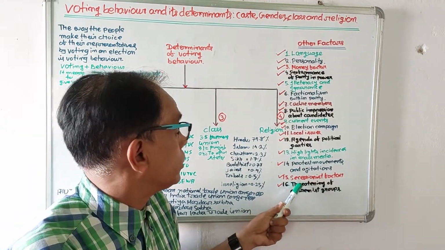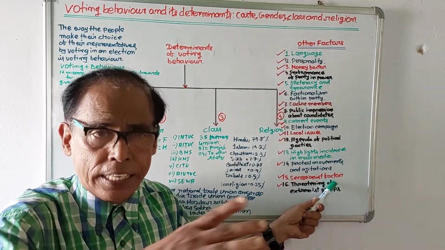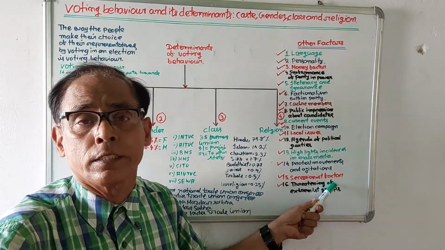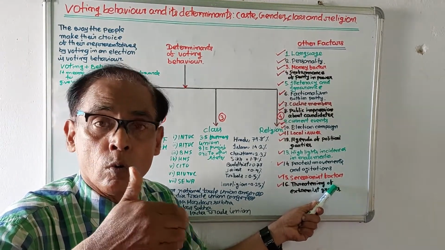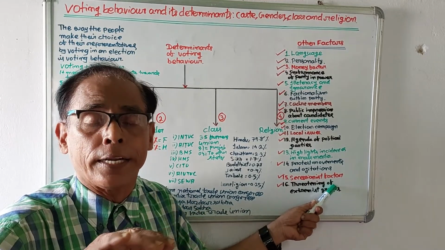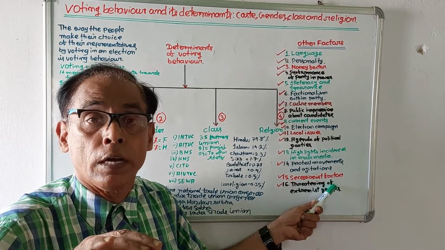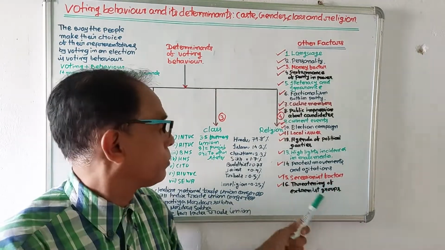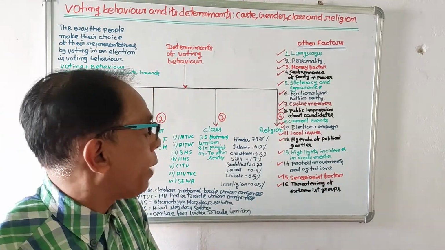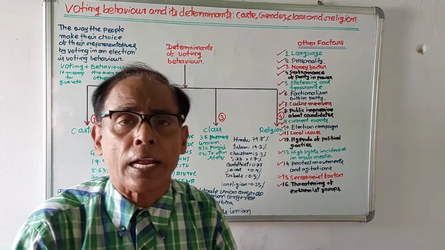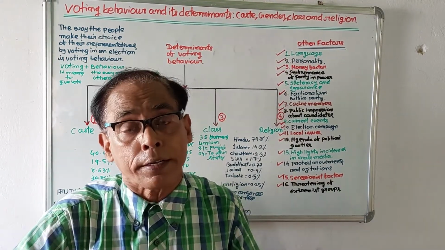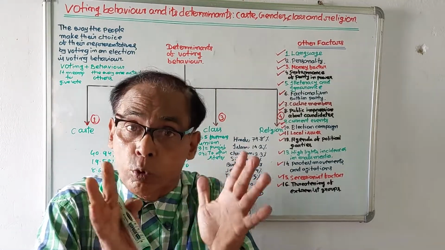Then, secessionist factor. If in any area there are secessionist forces, it means that area wants to be separated, then it will have an impact on the voting behavior of people. Finally, threatening of extremists. Sometimes extremist organizations threaten people not to give vote or to give vote to a particular party. At that time, people are influenced.